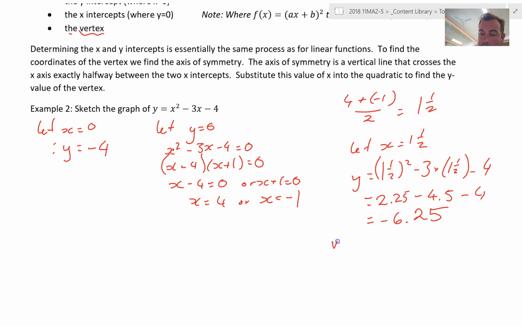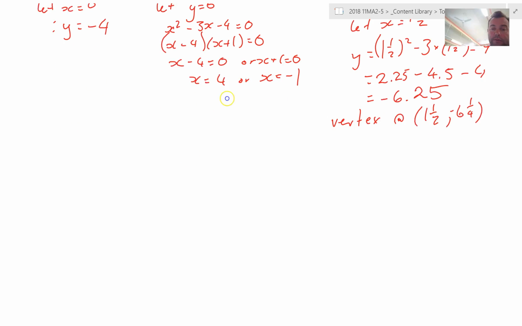So my vertex is at 1.5, negative 6 and a quarter. I should probably use a consistent set of things here. Okay, there's my vertex. Now I've got to sketch it, right? So I've got my y-intercept, pair of x-intercepts, and my vertex.